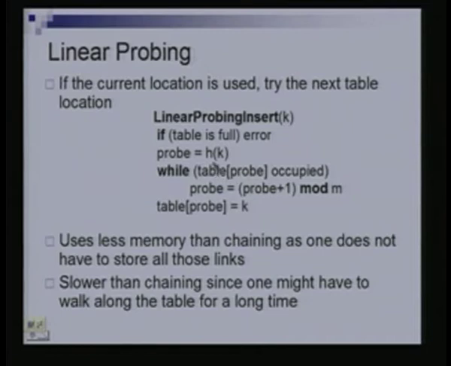If this place is occupied, if there is some element sitting here, then what do I do? I just go to the next location. So, probe is incremented by 1, and then I once again check if it is occupied. If it is occupied, then I increment again, and I go on and on till I find an empty location. At that point, I will put the element k. So, this is the guiding principle. If the current location is used, just go to the next location. What is this mod m doing here? To do the wraparound. If you reach the end of the table, then you start at the beginning.